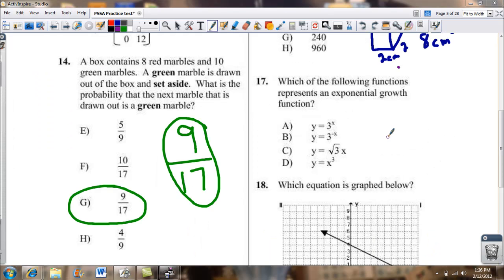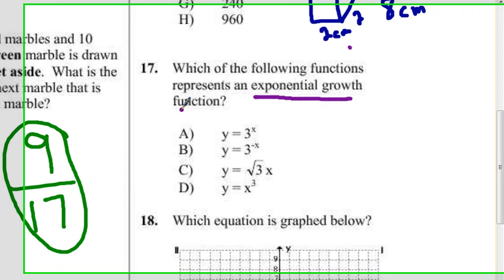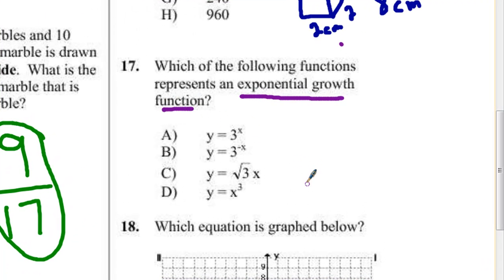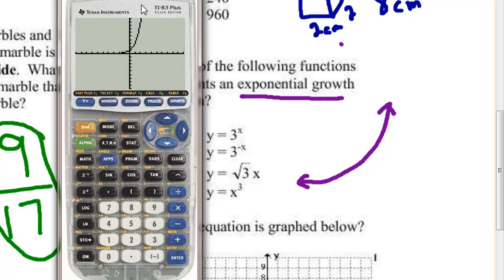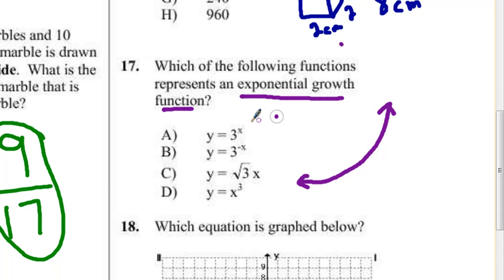Okay, 17 is asking us to identify the equation that represents an exponential growth function. Hopefully you remember from algebra days that the graph of exponential growth looks like this. And if you need to, you can use a graphing calculator. Let me pull up my graphing calculator. If you type in y equals 3 raised to the x and you hit graph, you're going to see that A is the choice. This represents an exponential growth function, whereas the x values increase, your y values really start to go up very quickly. So A is the answer for 17.